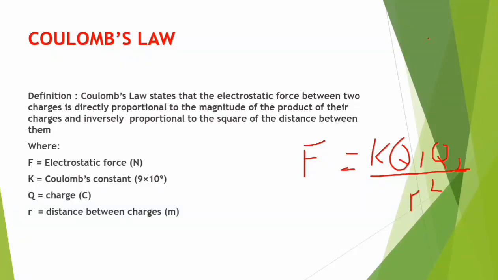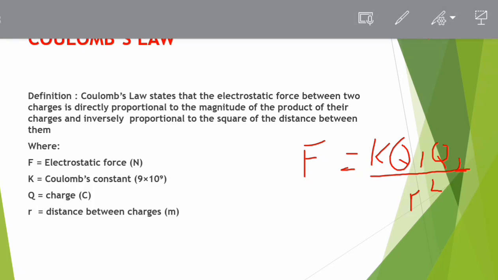Okay, so let's get to the real deal. Grade 11 electrostatics. The first thing that we need to know when it comes to Grade 11 electrostatics is Coulomb's law, right? Coulomb's law states that the electrostatic force between two charges is directly proportional to the magnitude of the product of their charges and inversely proportional to the square of the distance between them. So we can see some similarity with Newton's law of universal gravitation in terms of the definition and also in terms of the formula that is used.